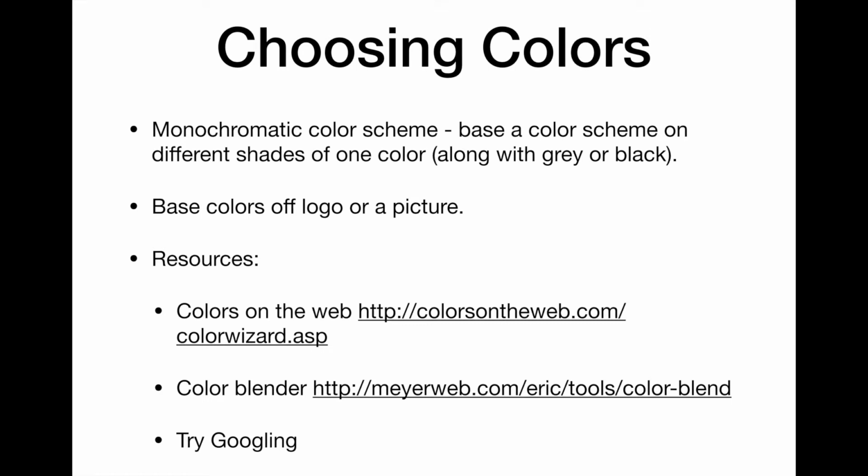Okay, so choosing colors, you can use a monochromatic color scheme, which is a color scheme based on one color along with gray or black. You could base colors off of a logo or a picture. So if you have a company logo, I would suggest basing your colors of your website off of that. And colors are really up to you. I mean, certain colors look better with others, and you can kind of use a color wheel or some kind of color chart to help you with that. And I have a few of them listed right here.